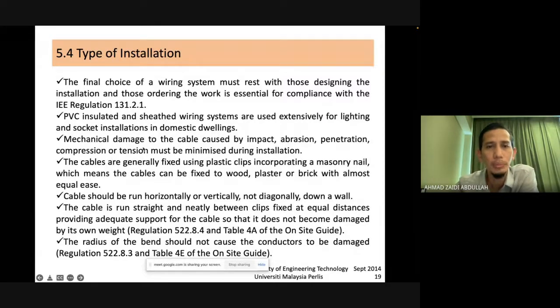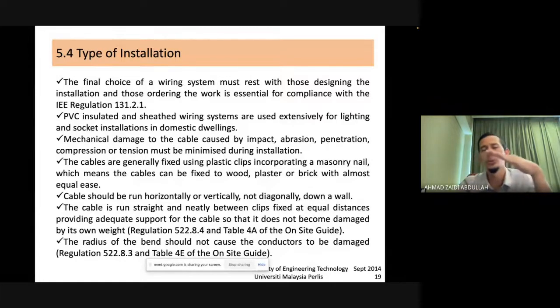Mechanical damage to the cable caused by impact, abrasion, penetration, compression or tension must be minimized during the installation, so you need to consider all of this damage in your design. The cables are generally fixed using plastic clips, including the conduit, after which we try to cover. And the cable should be run horizontally or vertically only, not diagonally down a wall.